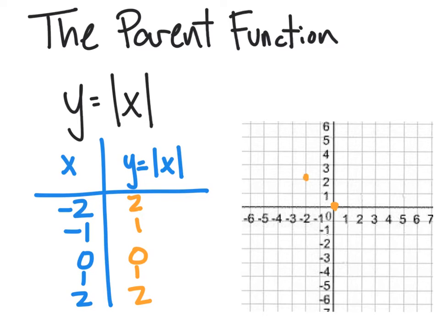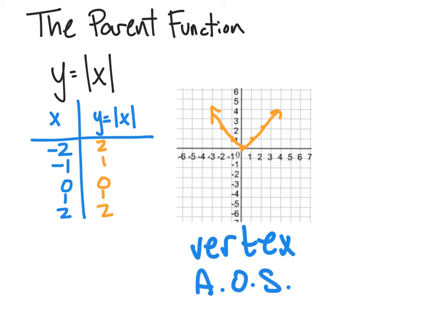And then just plot these points. Negative 2, positive 2, negative 1, 1, 1, 1, 2, 2. So what we have here is basically a line that had a slope of 1, but whenever the y's wanted to go negative, it just bounced right back up into the positive because it's an absolute value. And an absolute value sign makes whatever's inside positive. So again, the parent function has a vertex at (0, 0), and its axis of symmetry is x equals 0, this invisible line right here.